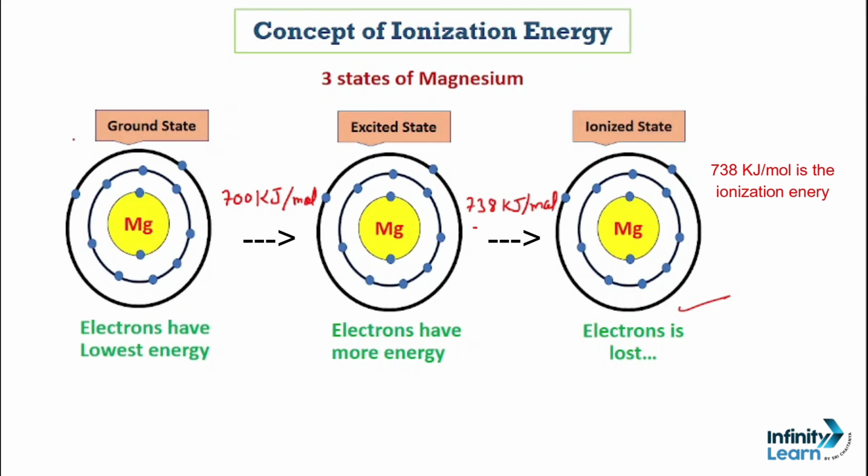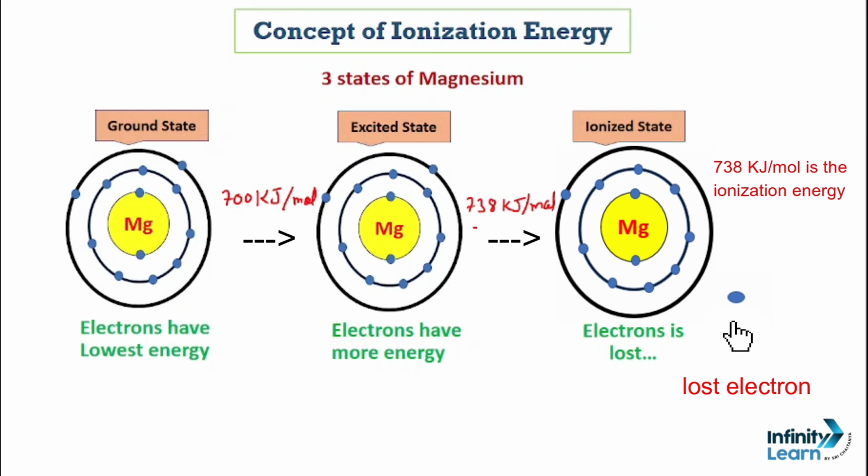As we have seen here, in the ground state, electrons have their lowest energy, then we provided 700 kilojoules per mole energy to this magnesium atom. After that, the electrons of magnesium have gained some energy, but they were unable to remove the electron from the valence shell. That's why again we provided 738 kilojoule per mole energy to the magnesium atom, and finally it loses its electron. That's why it will be our ionized state, and 738 kilojoule per mole will be our ionization energy. That's why we can say here that ionization energy is the energy that ionizes an isolated atom like magnesium.